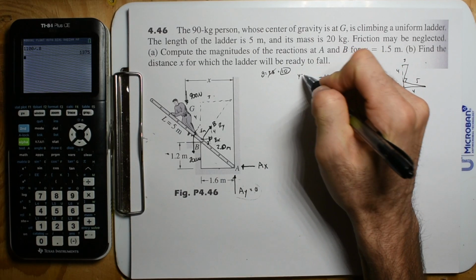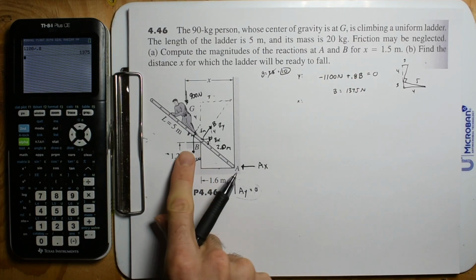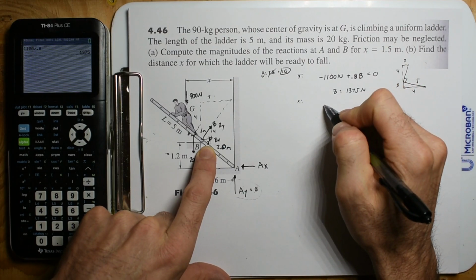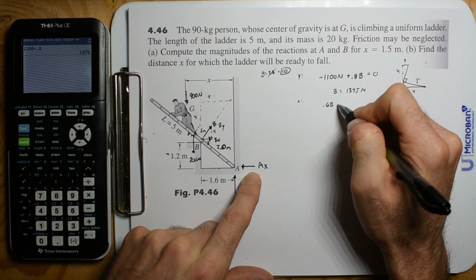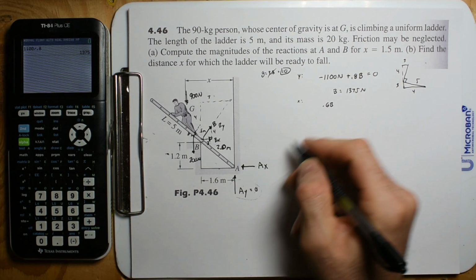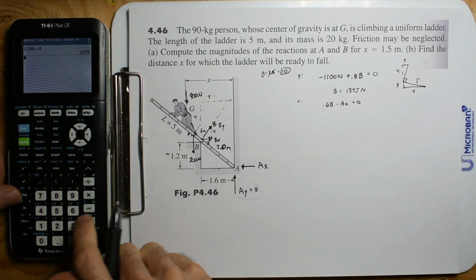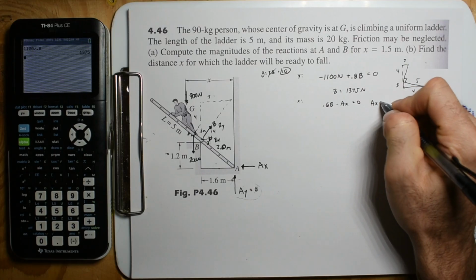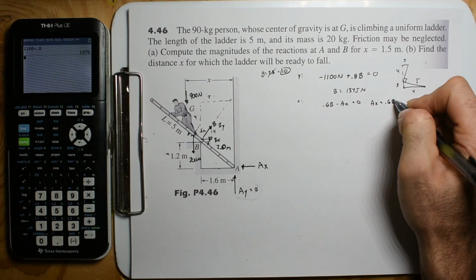Okay, now we're going to sum the... so that was the forces in the Y. We're going to sum the forces in the X. It's just going to be BX. So we're going to have 60%, 0.6B in the positive direction minus AX. And so minus AX is equal to 0. So AX is equal to 0.6B.